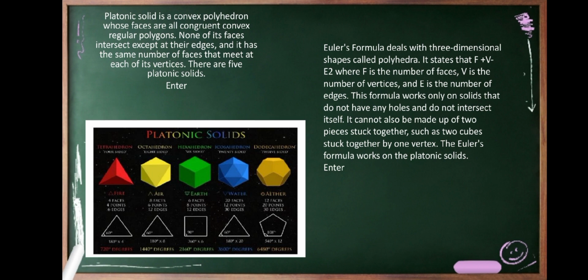Euler's formula deals with three-dimensional shapes called polyhedra. It states that F + V - E = 2, where F is the number of faces, V is the number of vertices, and E is the number of edges. This formula works only on solids that do not have any holes and do not intersect themselves. It also cannot be made up of two pieces stuck together, such as two cubes stuck together by one vertex. Euler's formula works on the Platonic solids.